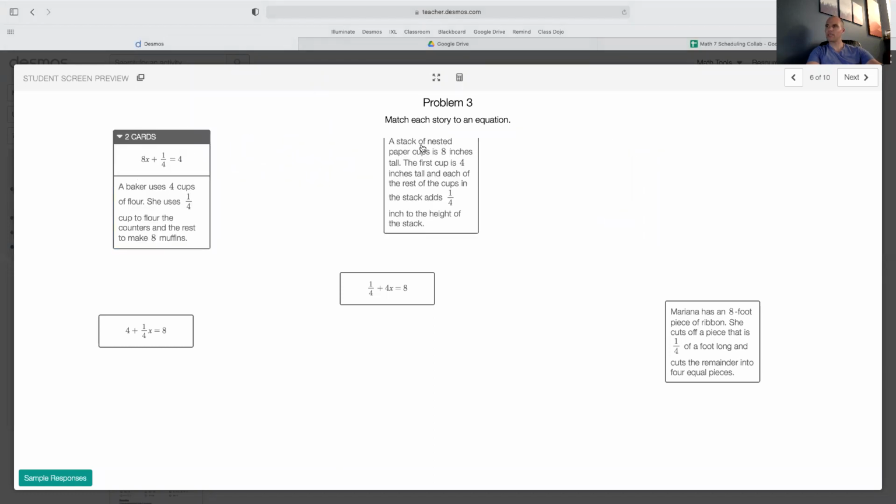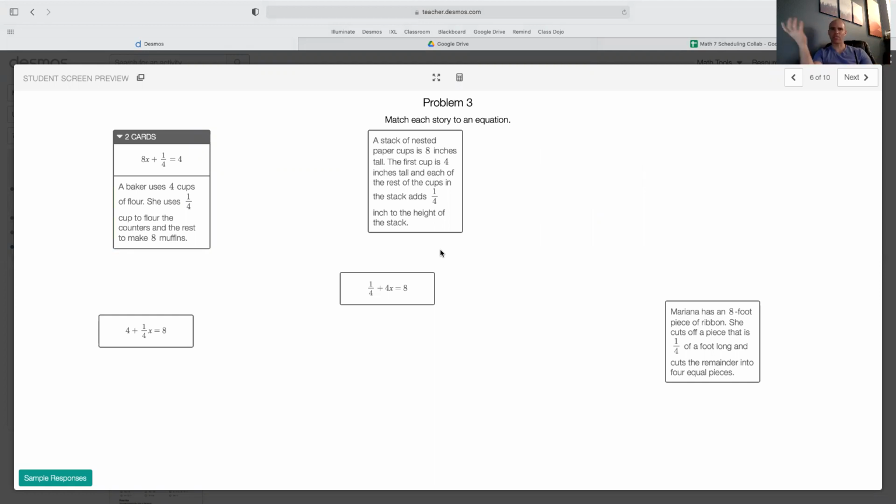All right, next, let's do this one here. It says a stack of nested paper cups. So it's like the cups inside the cups, like when you buy them in the store, is 8 inches tall. The first cup is 4 inches tall, and each of the rest of the cups in the stack adds 1/4 inch to the height, right?